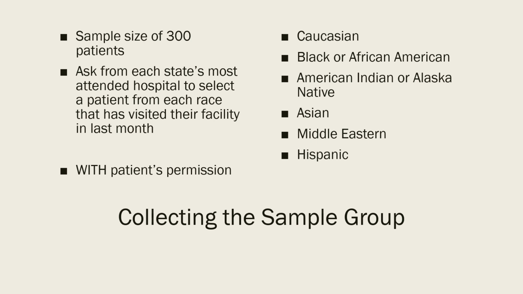Now first we're going to talk about the sample group and how we collected the sample group. We have our sample size of 300 patients. And we spoke to each state's most attended hospital in that month to select a patient from each race that has visited their facility in that last month, with the patient's permission, that being Caucasian, Black or African American, American Indian or Alaskan Native, Asian, Middle Eastern, and Hispanic.